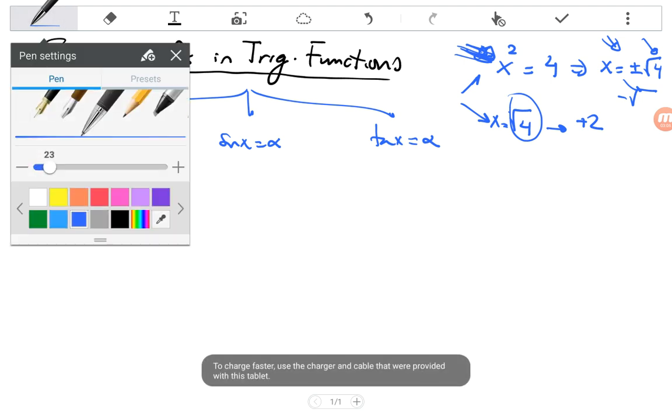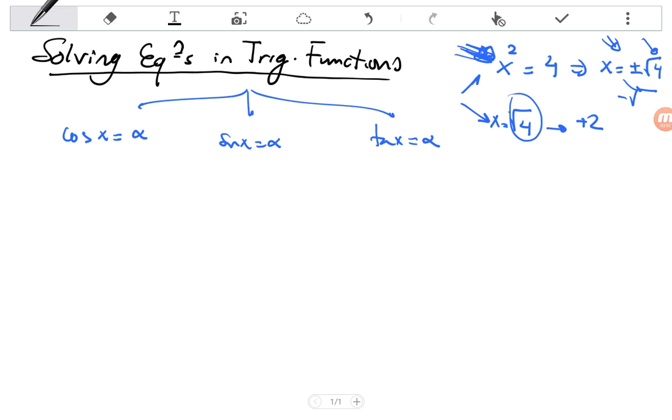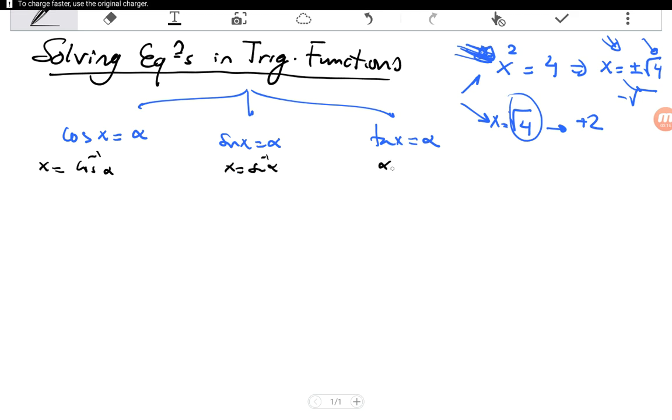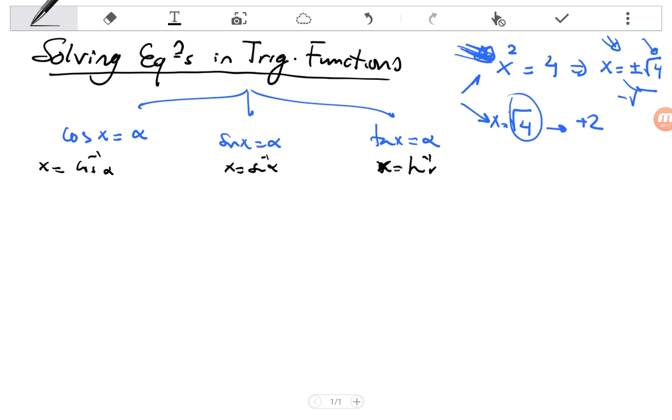There is one trivial or known solution which is the inverse. For example, one solution of this is cosine inverse of alpha. One solution of this is sine inverse of alpha. One solution of this is tan inverse of alpha. But this is one solution only. I need to find all solutions of the equation. How would we find that?